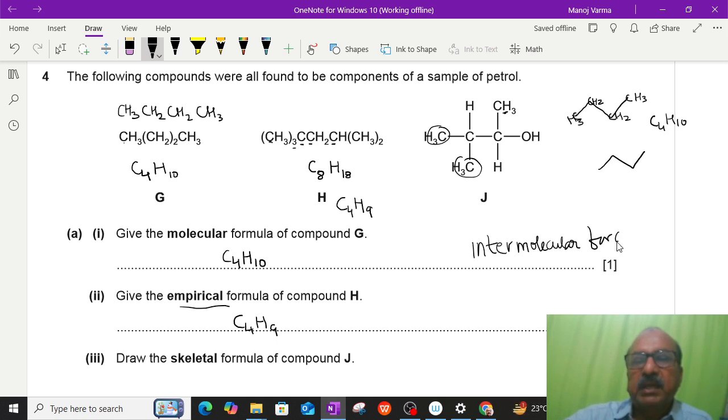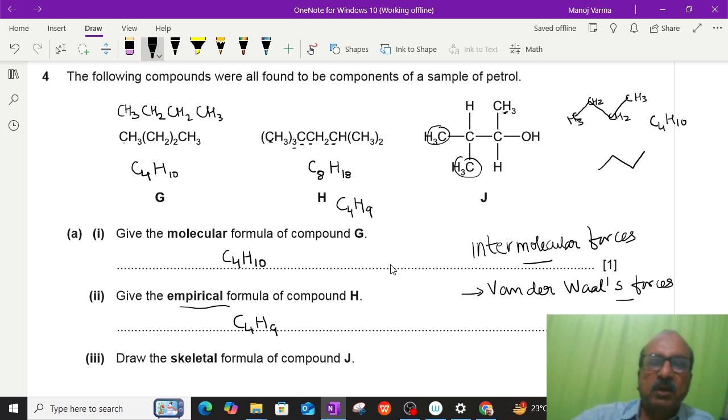Correct? Now the intermolecular forces which are present in the hydrocarbons are the van der Waals forces. They are the weakest forces, right? They are also called temporary dipole, induced dipole, or London forces. All these are synonyms. So van der Waals forces are the weakest of the forces, and therefore the boiling points are lower.